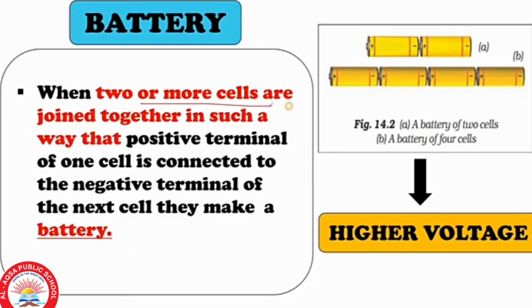Then what is a battery? When two or more cells are joined together, that is known as a battery. When we are joining, the positive terminal of one cell is connected to the negative terminal of the next cell. Then we can make a battery.